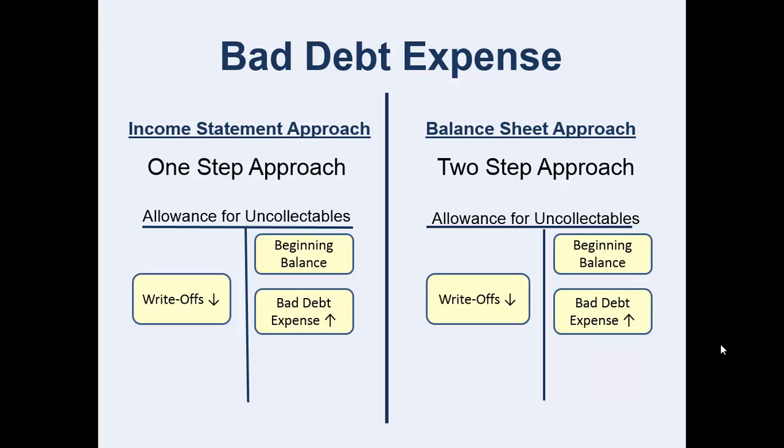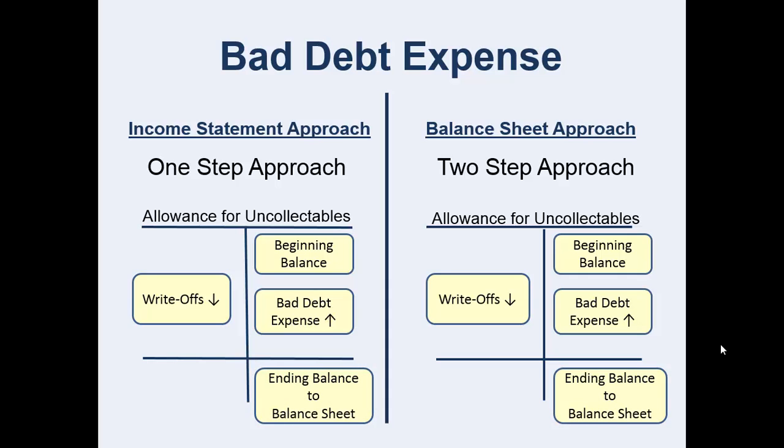When you do record bad debt expense, this is what will increase the allowance account, and again, it's a permanent account. So either method, the income statement approach or the balance sheet approach, will have an ending balance which goes on the balance sheet, and of course the bad debt expense goes on the income statement.